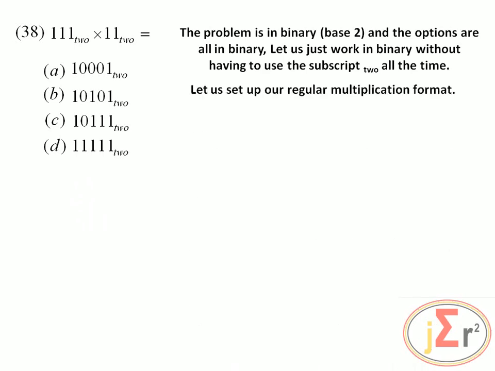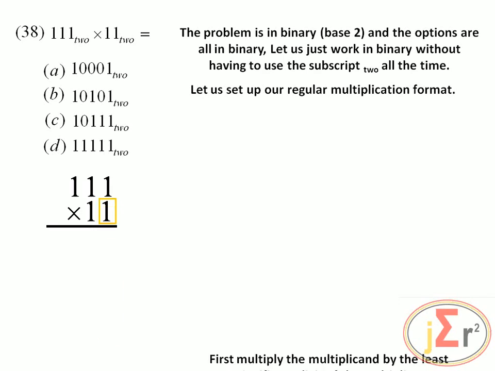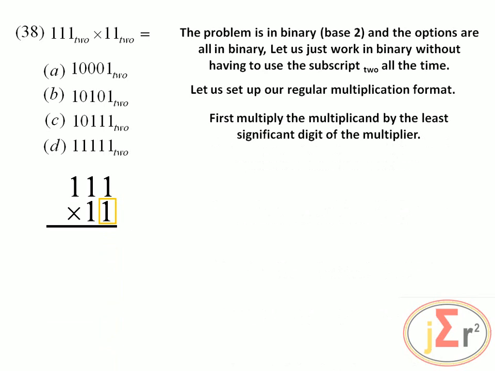Let us set up our regular multiplication format. So regular multiplication, that's all we need. Then we first multiply the multiplicand by the least significant digit of the multiplier, as we do from primary school up. Multiply all of these, the multiplicand, by the least significant digit of the multiplier. The result will be all ones.